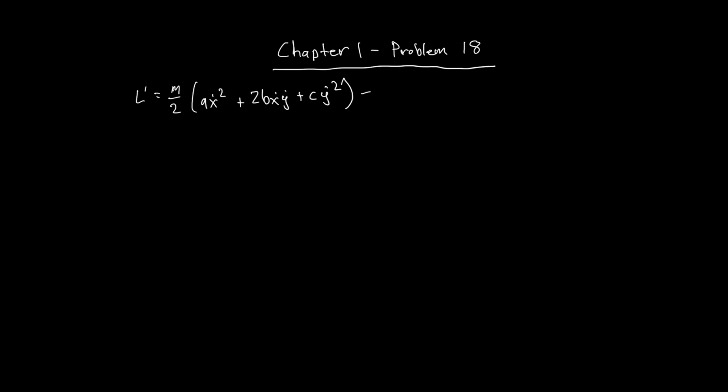minus, and then this is presumably the potential, k over 2 times a x squared plus 2bxy plus c y squared. And it says where a, b, and c are arbitrary constants, but subject to the condition that b squared minus ac cannot equal 0. So I'm just going to write that in red. So b squared minus ac cannot equal 0. Sort of mysterious, but we'll get into that in a bit.